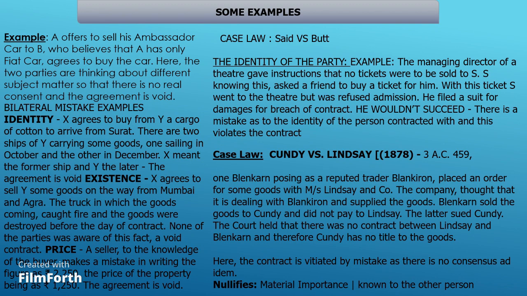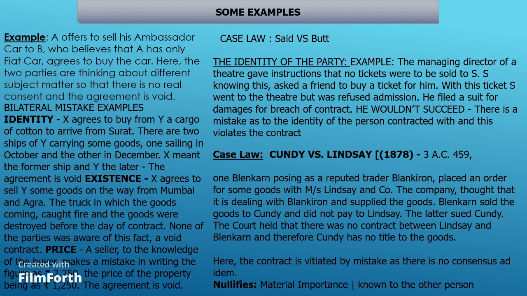Next is misrepresentation. Conditions: There was a representation or assertion. Such assertion induced the party to enter into the contract. The assertion related to a matter of fact, not of law. It was not a mere opinion. It was made with an honest belief in its truth. Here the party can only avoid the contract and cannot claim damages.